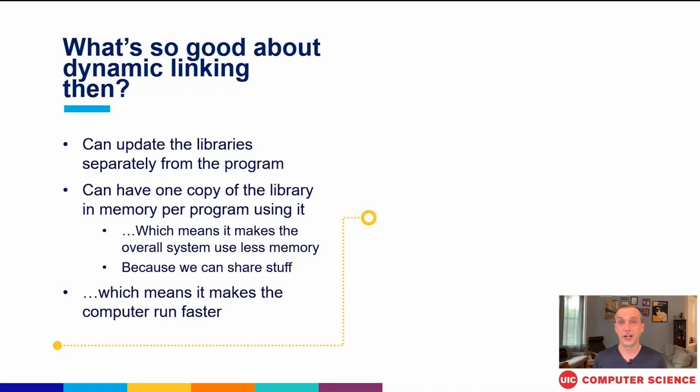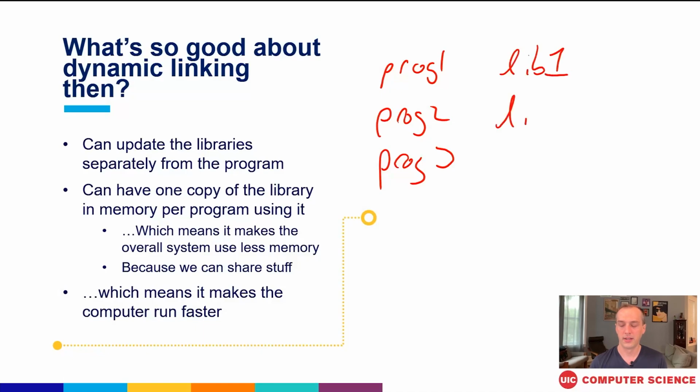So the first benefit that you're getting out of this is that you can interchangeably update the programs as well as update the libraries without having to ship the entire update to that individual computer. So for example, let's say I've got program 1 and program 2 and program 3, and each of them uses library 1, library 2, and library 3. Like, they all use all three of these libraries.